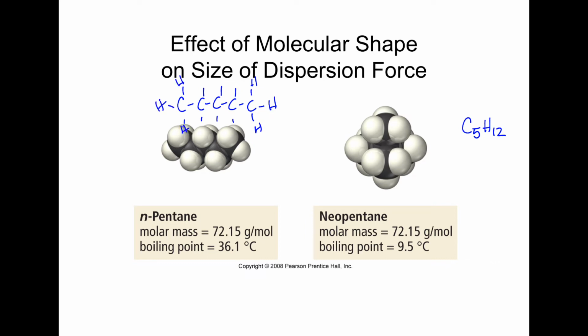Like this, where all the hydrogens are around the outside. And this one is a carbon chain, or a carbon kind of star, like this, where the hydrogens are all around the outside like this. Now these types of molecules get fancy names. This one's called n-pentane. That means that the carbons are in a chain. And neopentane means it's kind of in a star shape.